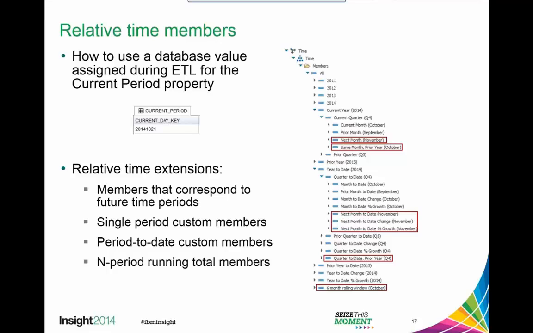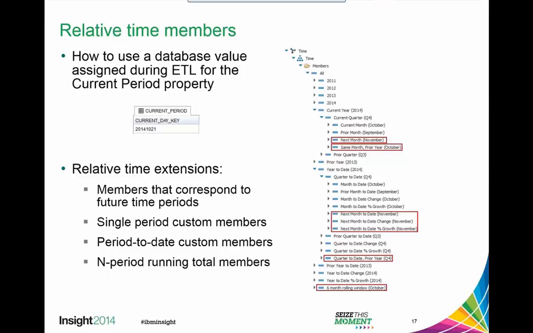As you probably saw from last year's lab, and maybe you're already familiar with, to use relative time, you define a dimension as a time dimension, and then you update and modify a bunch of the time properties for the levels to generate relative time members for that hierarchy. A bunch of the predefined relative time members are things like current period, current period to date, prior period to date, current period date change, prior period to date change, current period growth, and all that stuff.